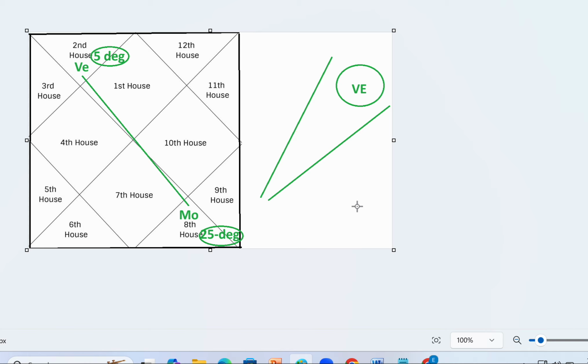More than 5 degrees will not work, huh? Yes. Suppose Moon is 25 degrees and Venus is 20 degrees, I'm just giving you an example. So that means it will have Drishti? Up to 5 degrees, it will have an effect. Suppose Venus is at 16 degrees. 16 and 25, it will not work. No, it will not work. So this is very important, sir.